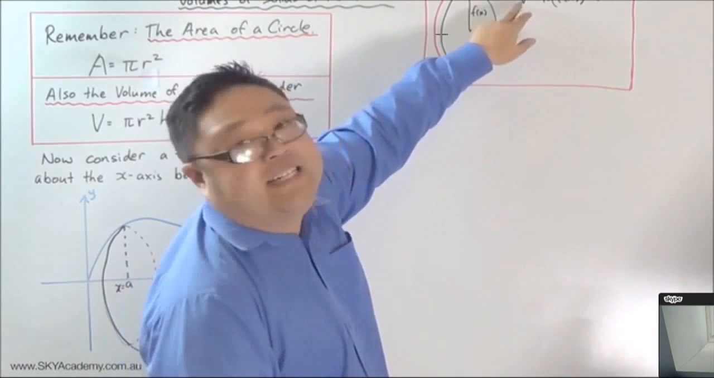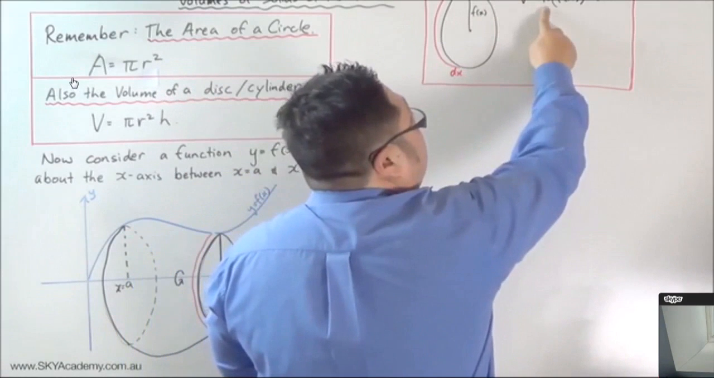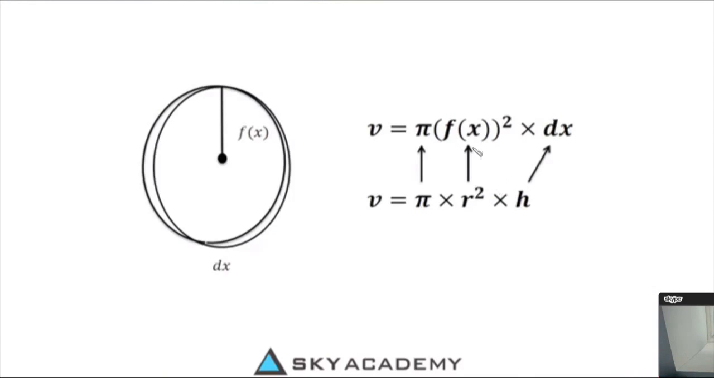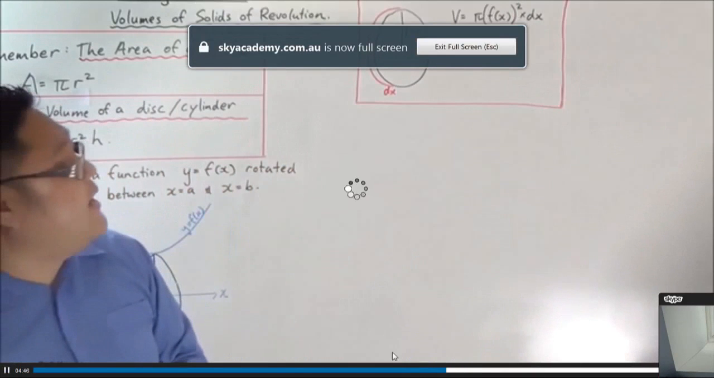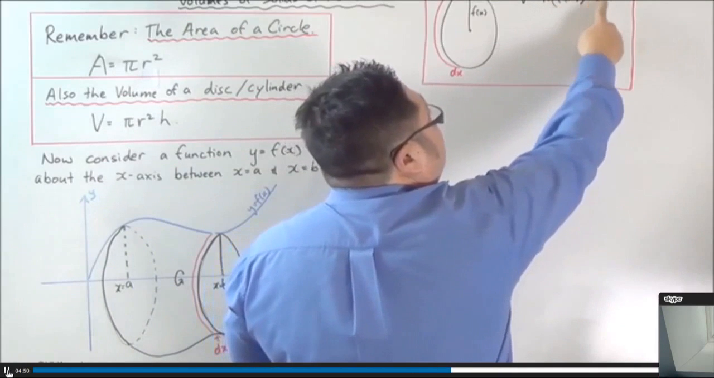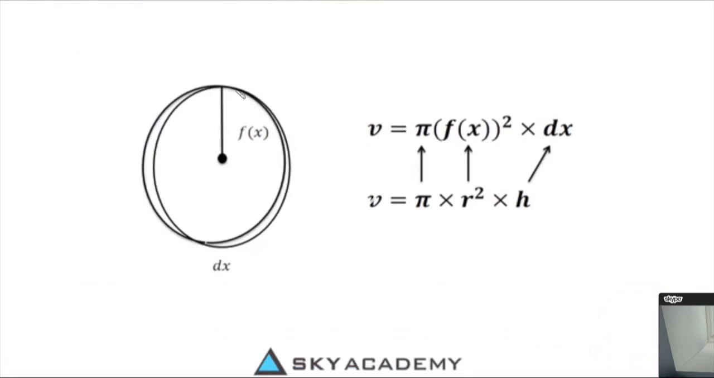So the volume of that disk is going to be pi times that function squared times the dx, which is the thickness. What I want you to see is that the volume of this disk will be, like the volume of any disk, pi r squared h.